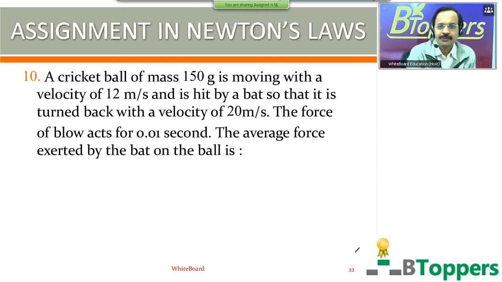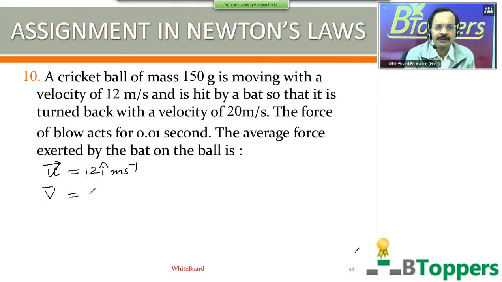You can see the next question, question number 10. A cricket ball of mass 150 gram is moving with a velocity of 12 meters per second. This problem is also similar to the previous problems. The direction of the final velocity is opposite to the direction of the initial velocity. So if you choose the direction of the initial velocity as positive x-axis, the direction of the final velocity will be along the negative x-axis.